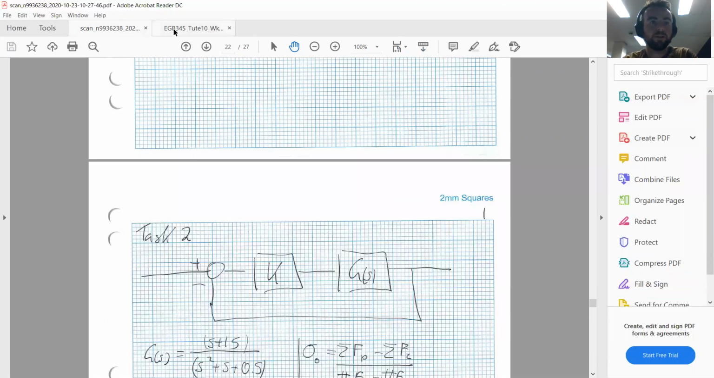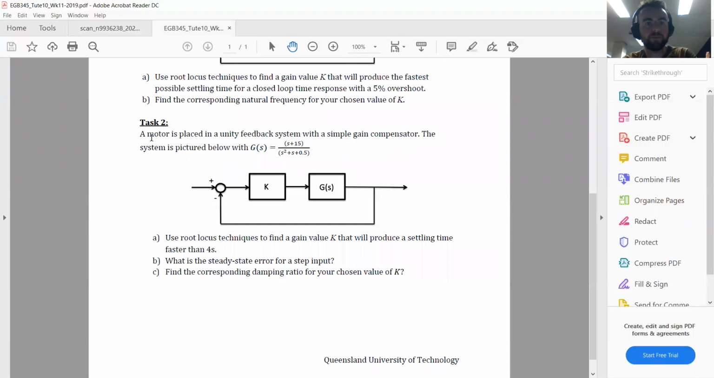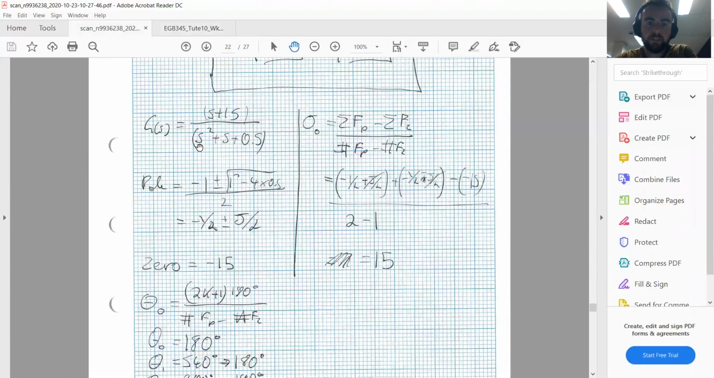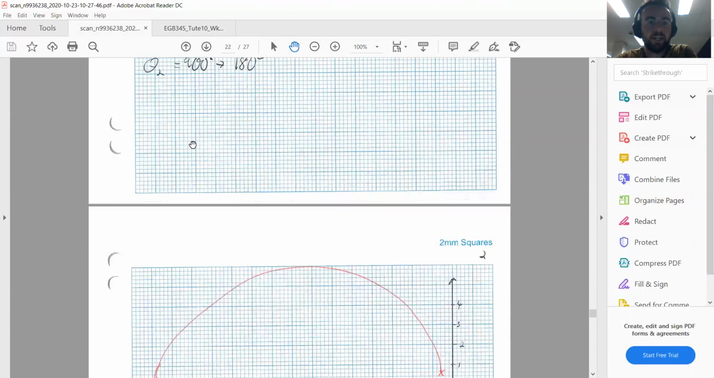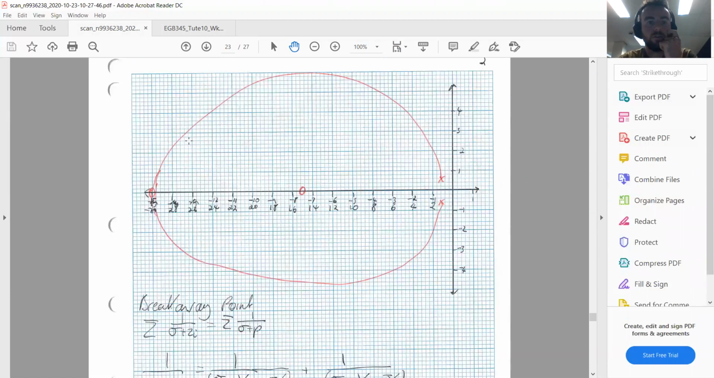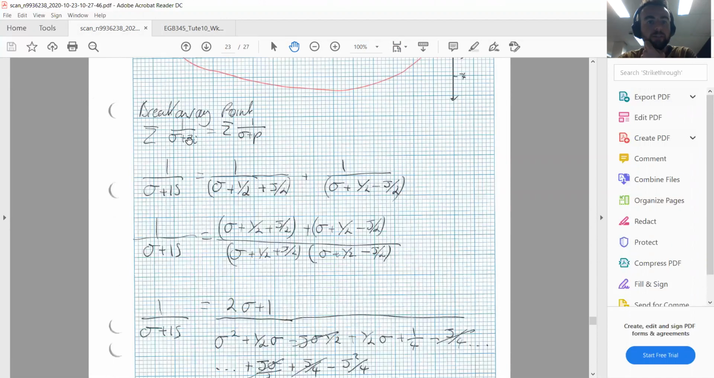And the next part of the task is looking at a much more complicated system and using the root locus techniques again and the steady state error. So very similar to last time, you find the poles and the zeros, and then you can draw the root locus like this. Difficulty is finding the breakaway point.